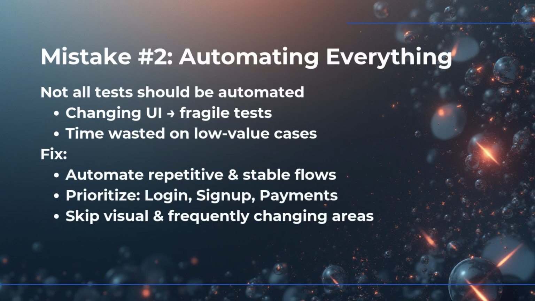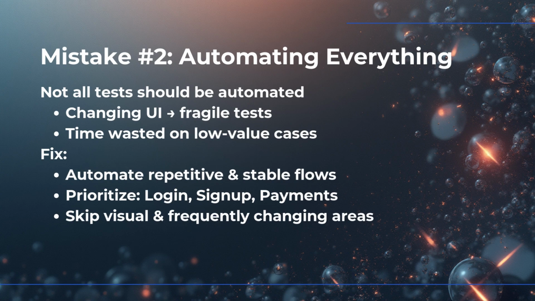Mistake number 2. Automating everything. This is another beginner's trap. They feel pressure to automate each and every single test case. But not all test cases should be automated. If the UI changes every 3 days, or if the business logic itself is unstable, or if the feature is still experimental, or if the element is dynamic or unpredictable, in those cases, automation will break constantly. And this is a waste of time and it slows down releases.